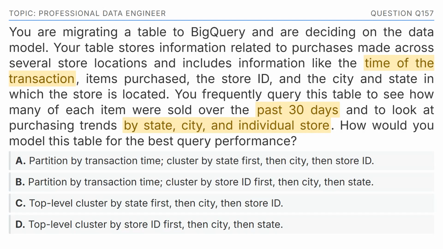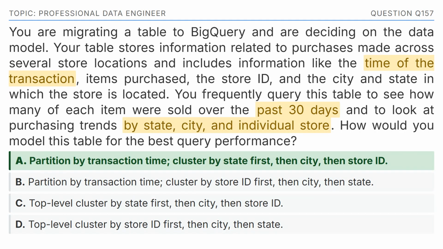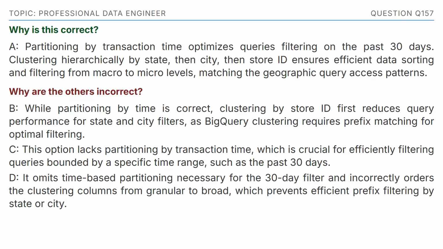To arrive at the correct answer, we focus on the keywords: time of the transaction, past 30 days, by state, city, and individual store. The correct answer is option A, partition by transaction time, cluster by state first, then city, then store ID. Why is this correct? A. Partitioning by transaction time optimizes queries filtering on the past 30 days. Clustering hierarchically by state, then city, then store ID ensures efficient data sorting and filtering from macro to micro levels, matching the geographic query access patterns.